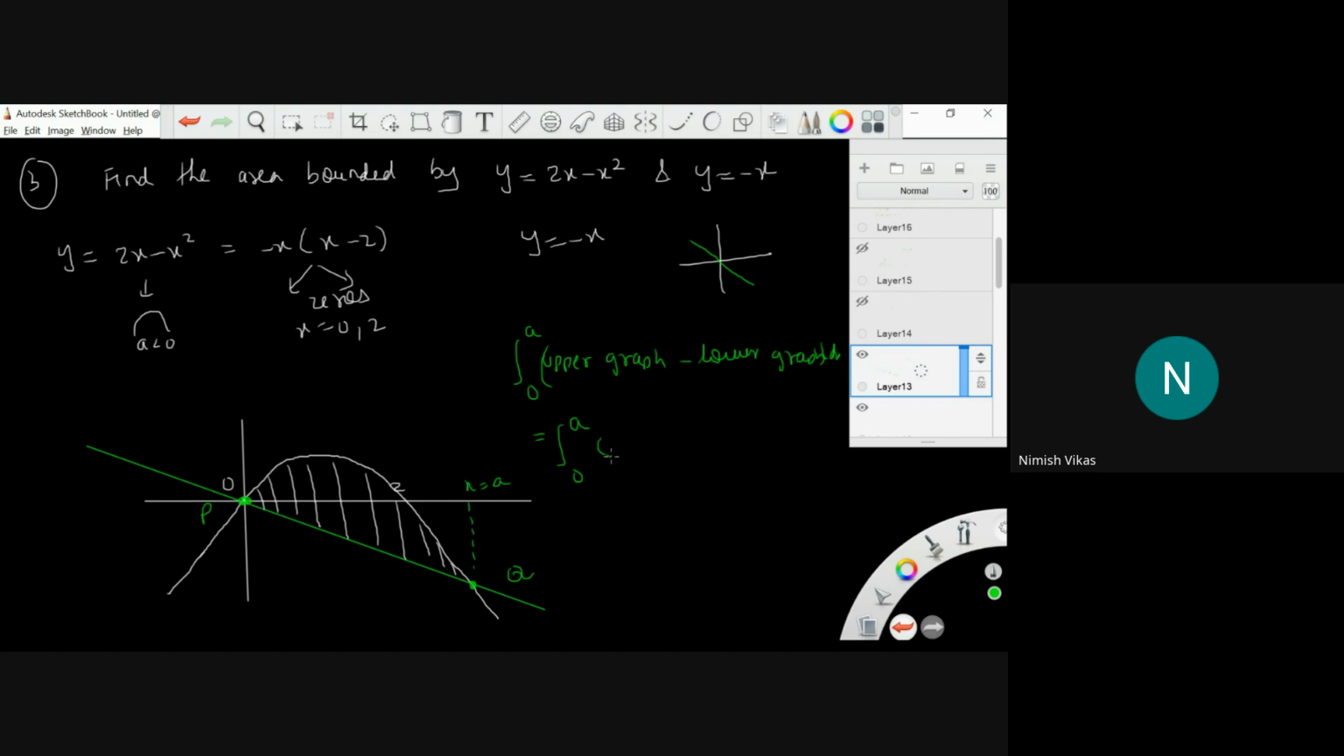So this is 0 to a. What is the upper graph? The parabola 2x minus x square, minus the lower graph, which is the straight line y is equal to minus x, and then dx. So find the value of a, put it in the integral, and then tell the answer. Try all of you. So it is 9 by 2 square units. Correct. 9 upon 2. Others also do.